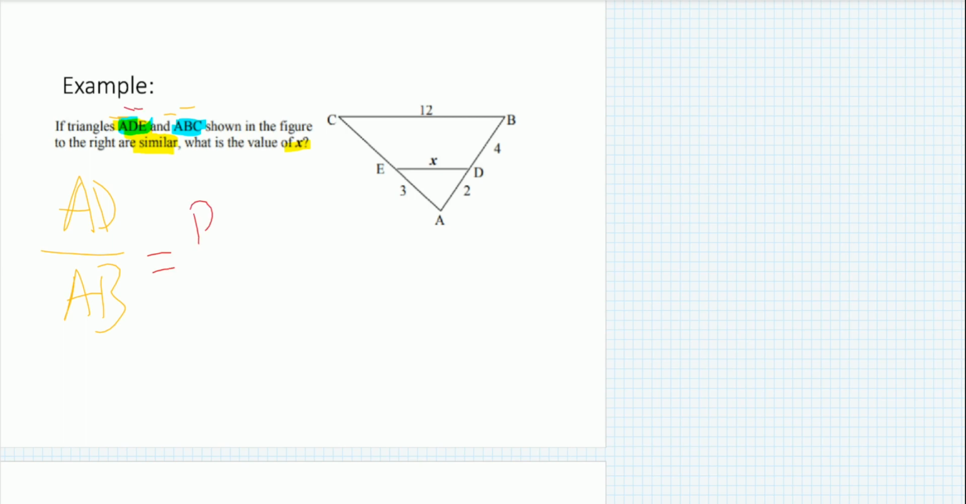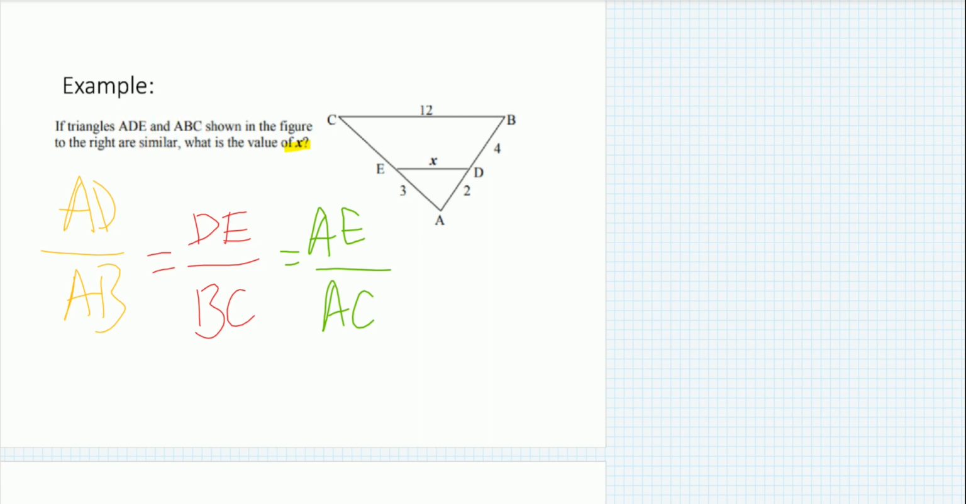The next two letters are DE. Sorry, it doesn't even look like a D, but you get the point. DE is proportional to the second two letters, so it'll be BC. And then finally, the last one is going to be the first letter and the last letter, which is AE, and that is going to be proportional to AC based off of the names.